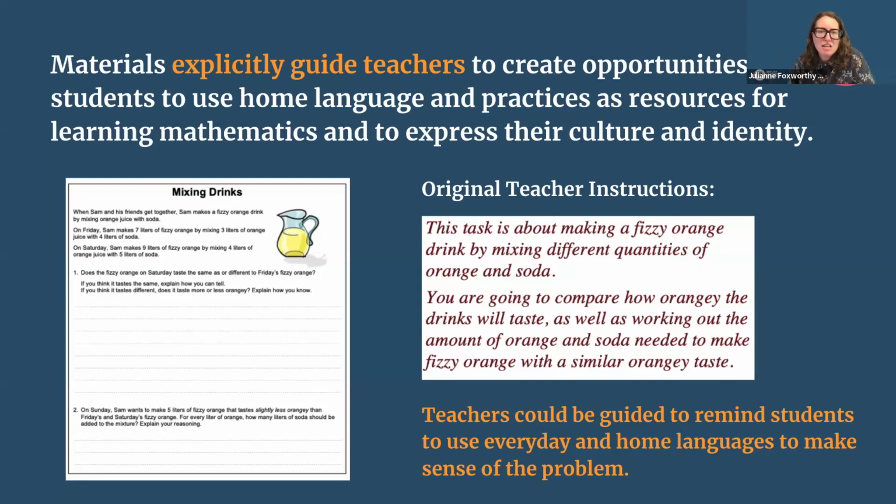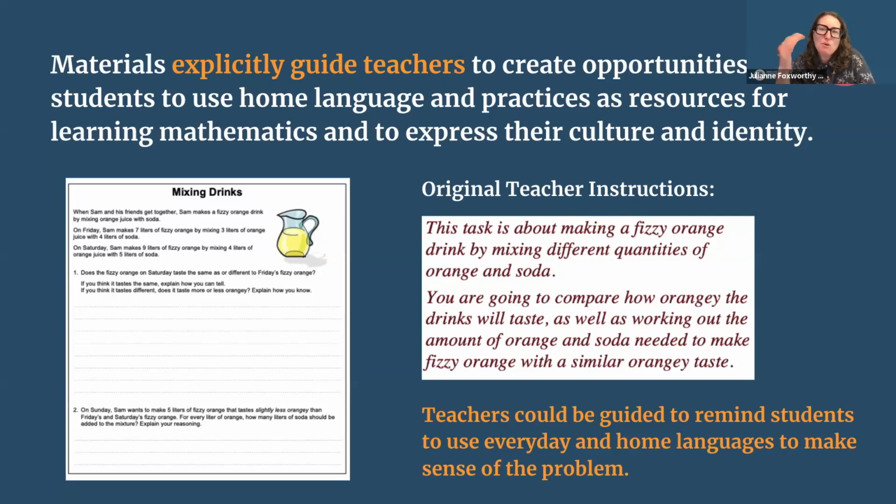And the teacher guide gives this language to say to the students. They tell the teachers to say, this task is about making a fizzy orange drink by mixing different quantities of orange and soda. You, students, are going to compare how orangey the drinks will taste, as well as working out the amount of orange and soda needed to make fizzy orange with a similar orangey taste. We see that everyday language, orangey, we see that connection to things that students might know about. Kids know about mixing drinks, right? That's something that a lot of kids have experience with.